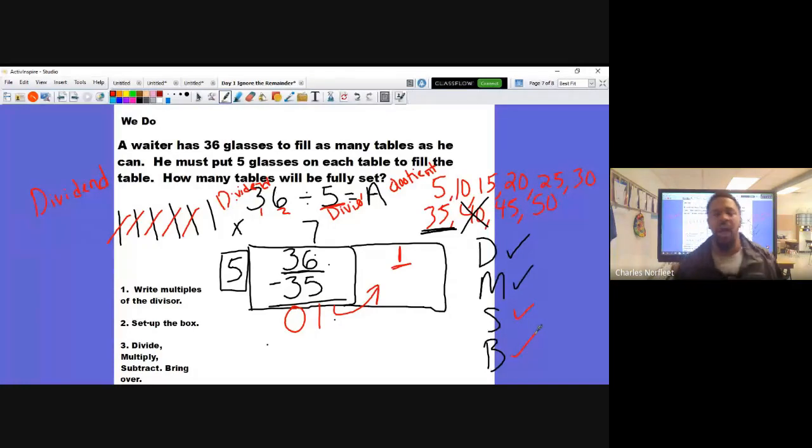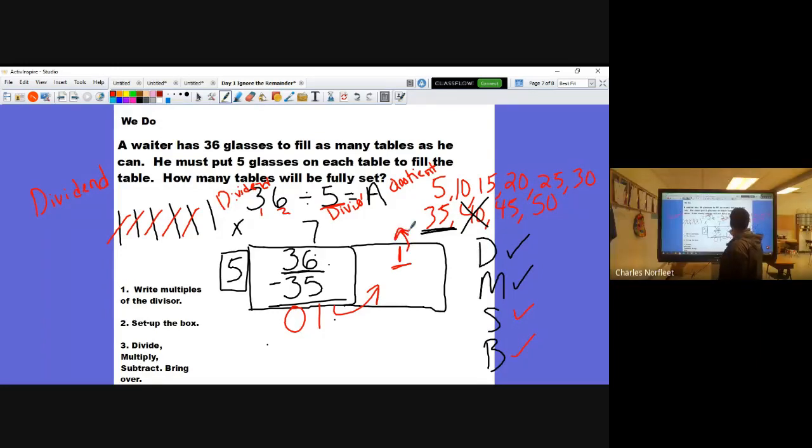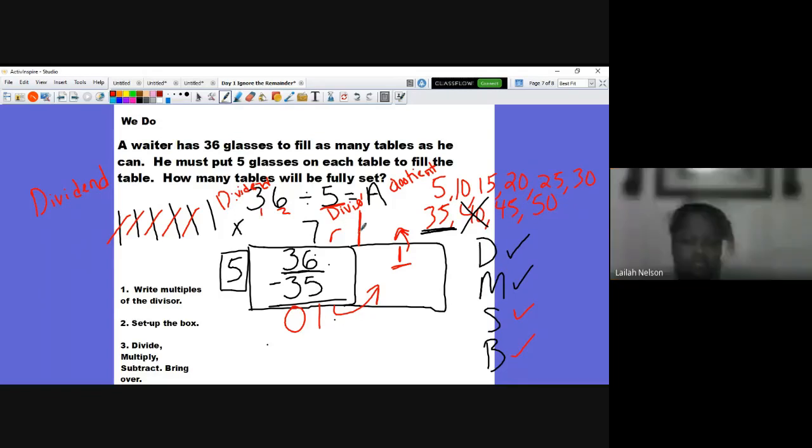If we have $1, can we buy a bag of Doritos that costs $5? No. No, there's no way. No way possible, because the 1 is going to come up on top and be our remainder. That's how much we have.